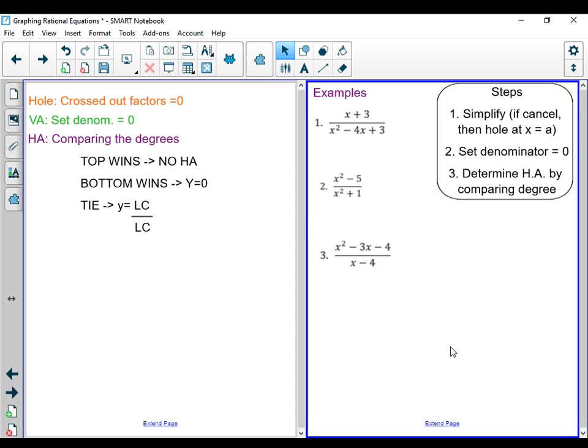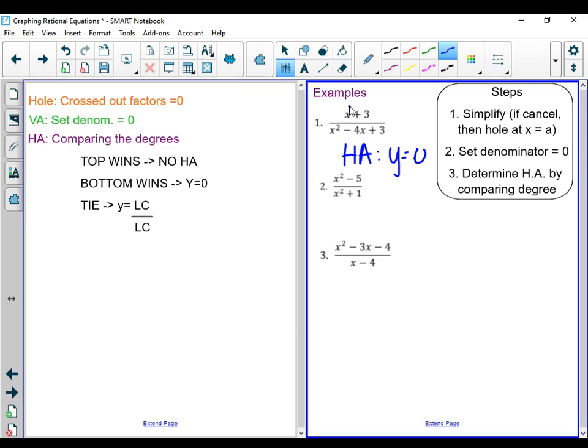Easy when it's right next to it, but just remember you have to know those for the test. Okay, let's look at the first one. Who wins? Bottom, at the bottom. So this is a 1, this is a 2. So my horizontal asymptote is just y equals 0.